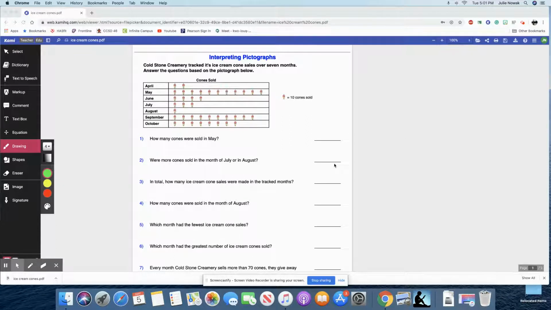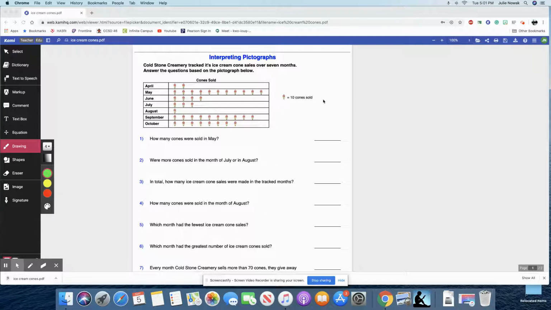It says Cold Stone Creamery tracked its ice cream cone sales over 7 months. Answer the questions based on the pictograph below. So we have a title, Cones Sold. And then it said over 7 months. So over here we have all the months, April, May, June, July, August, September, and October. And you'll notice that this graph goes horizontally as opposed to vertically, the way the bar graphs went.